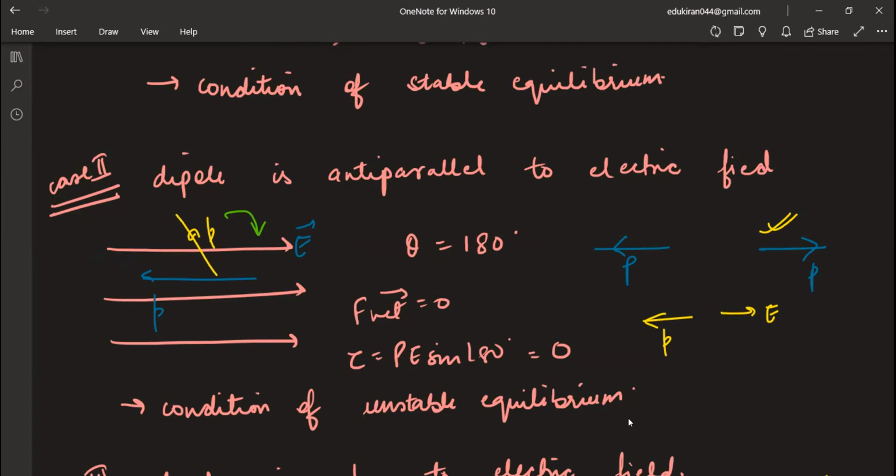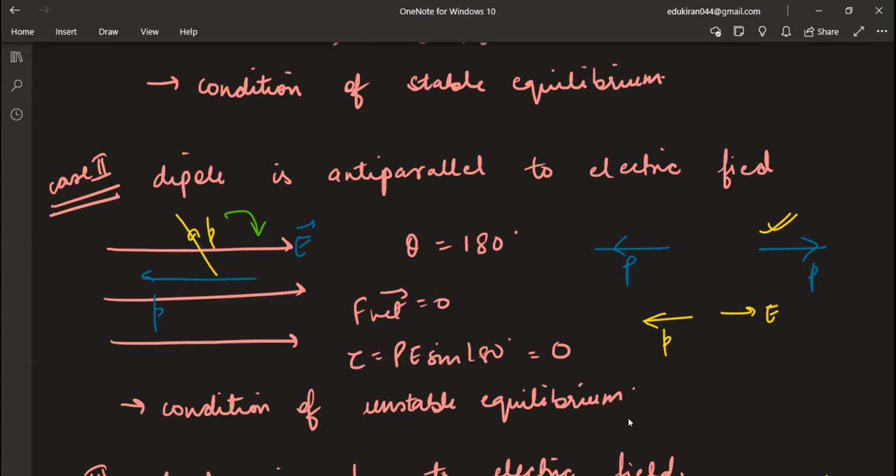They are in opposite direction. That is telling us that it is anti-parallel. To determine whether it is stable or unstable or neutral, that is also a challenge. Just by seeing that F net is 0 and torque net is 0, we can figure out that they are in equilibrium. But we also have to identify whether it's stable or unstable.